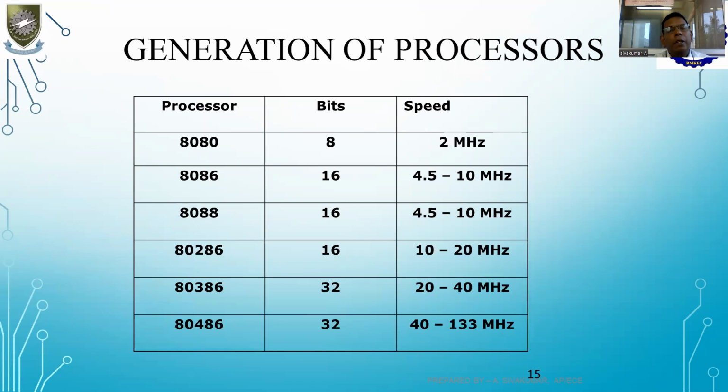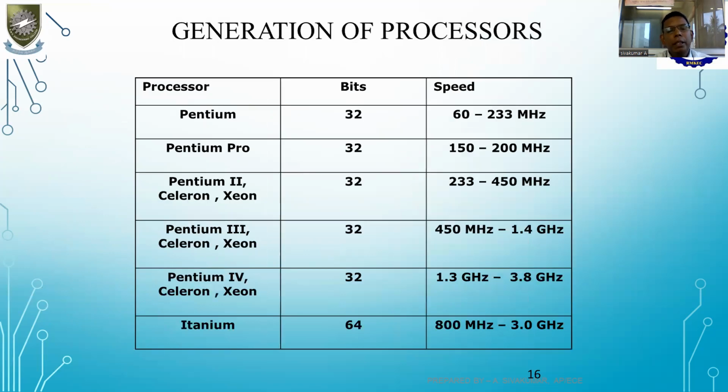These are the variety of bit widths developed by the Intel microprocessors. The 8080 means an 8-bit microprocessor. From the 386 to the 486, Pentium, up to Intel dual core and Pentium dual core are 32-bit processors. These are the processors and their bits and speeds.